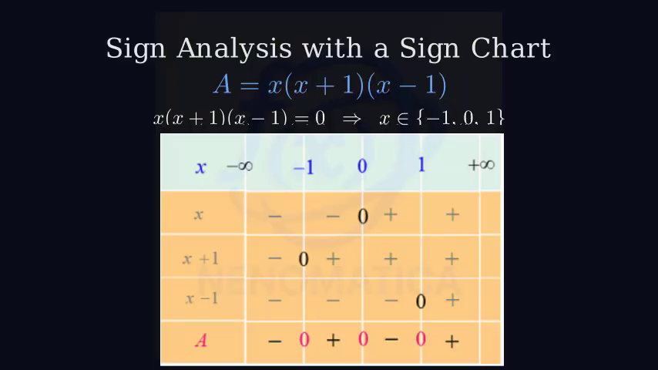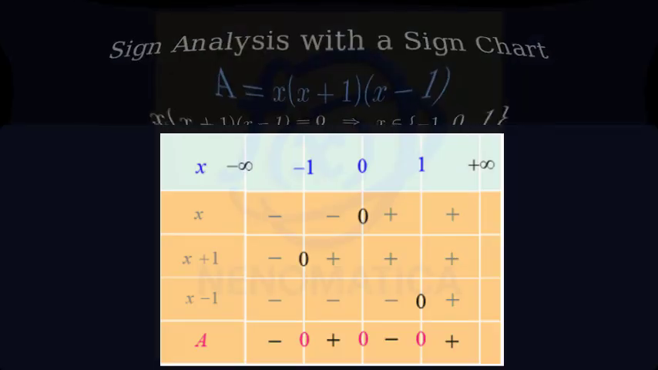And it is positive on the intervals from -1 to 0, and from 1 to infinity. Written in one line, the sign of a goes minus 0 plus 0 minus 0 plus as we move from left to right across the real line.